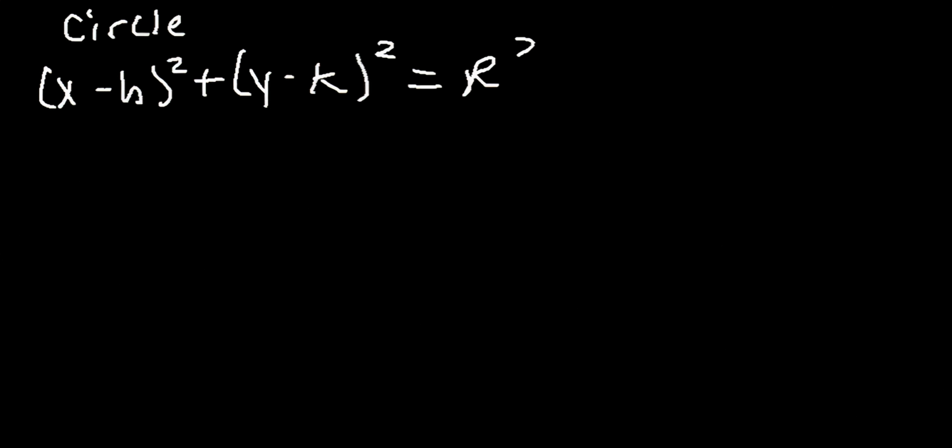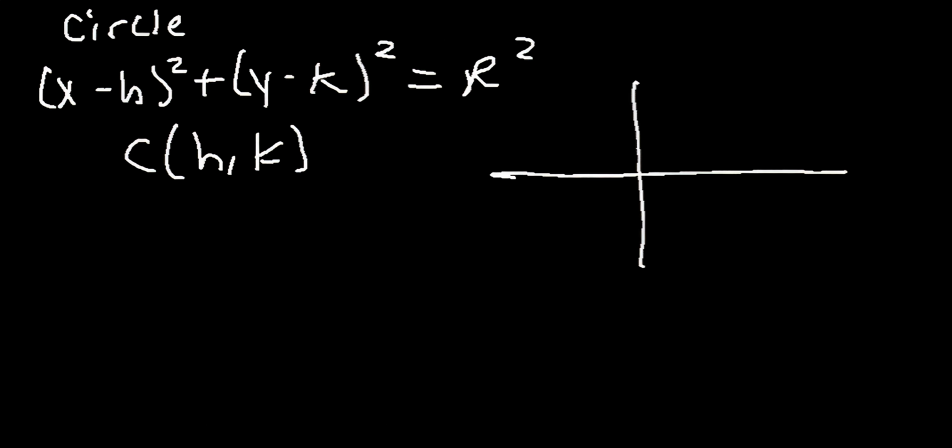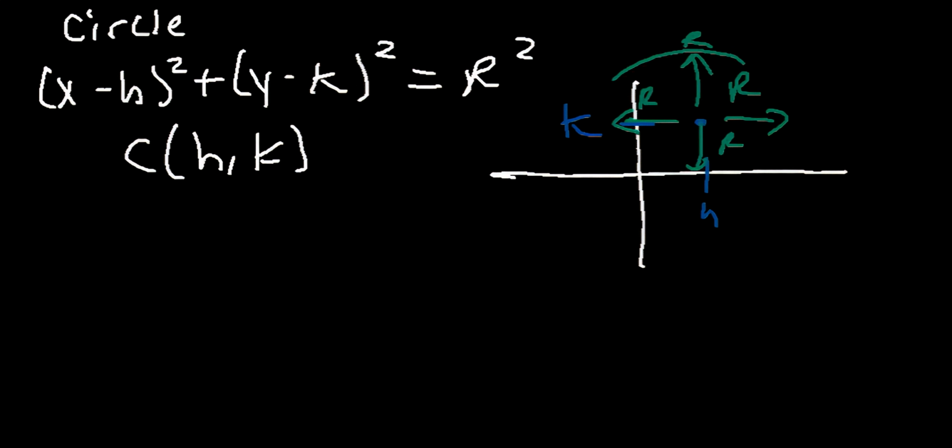So starting with a circle, keep in mind that your general equation is x minus h squared plus y minus k squared, which equals r squared. And the center is h, k. So once you have the center, let's say this is h, this is k. You need to go r units to the right, r units to the left, up r, down r, and then graph the circle.